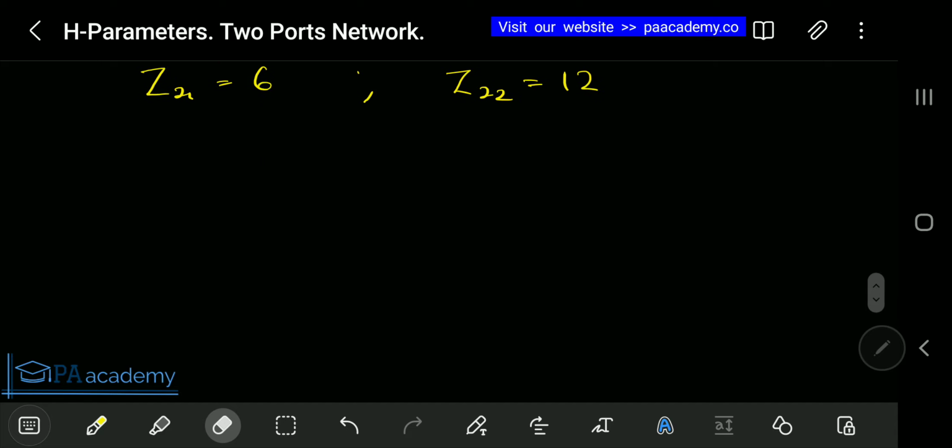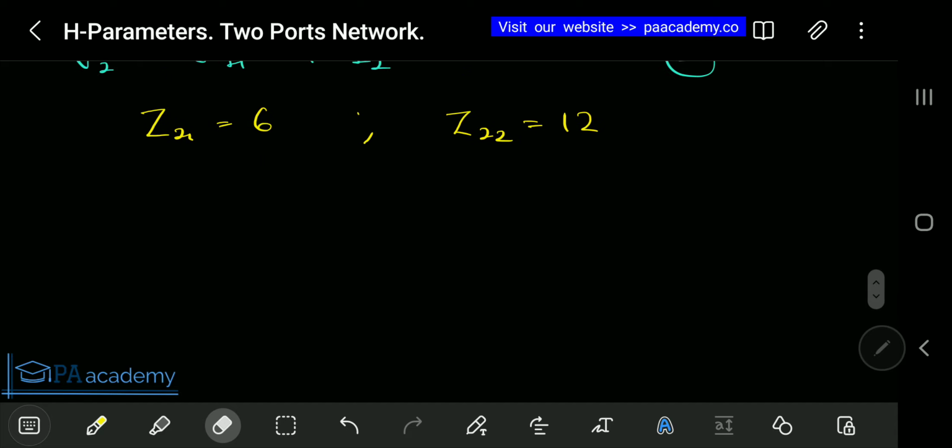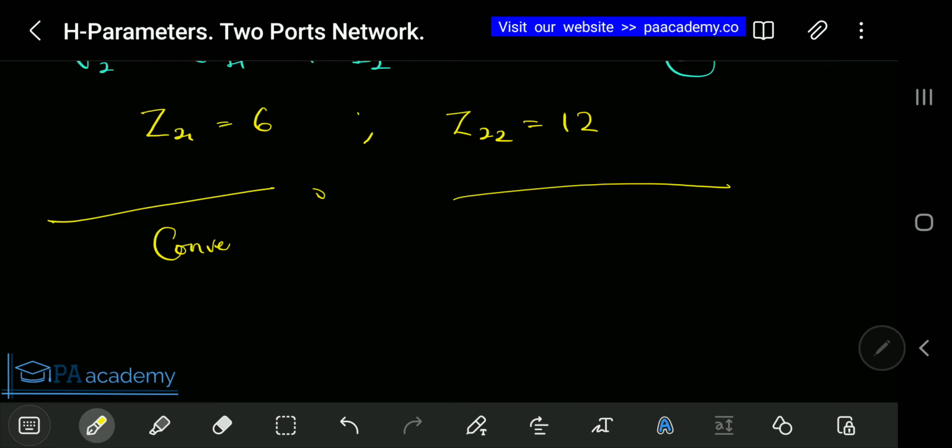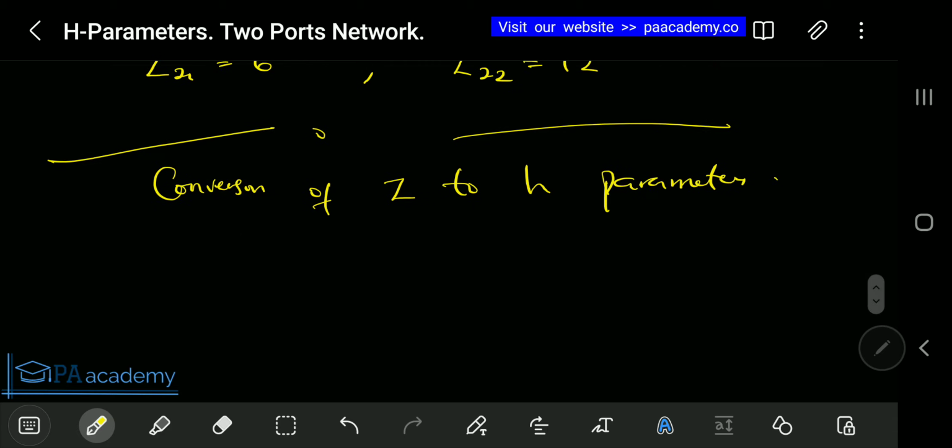So now what you can do is conversion. So that is converting from our z parameters to h parameters. And in the previous video I gave you the formula that you are going to use to do that. So let me just quickly write it here. So conversion of z to h parameter, and remember, what we are going to need is our determinants.